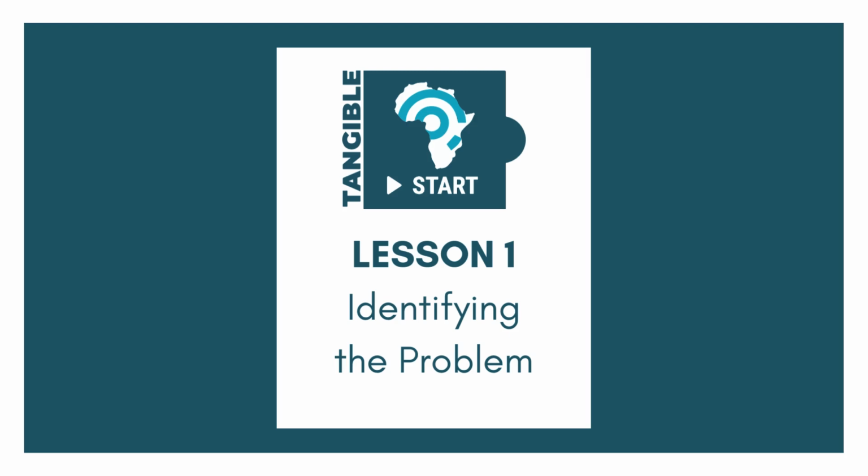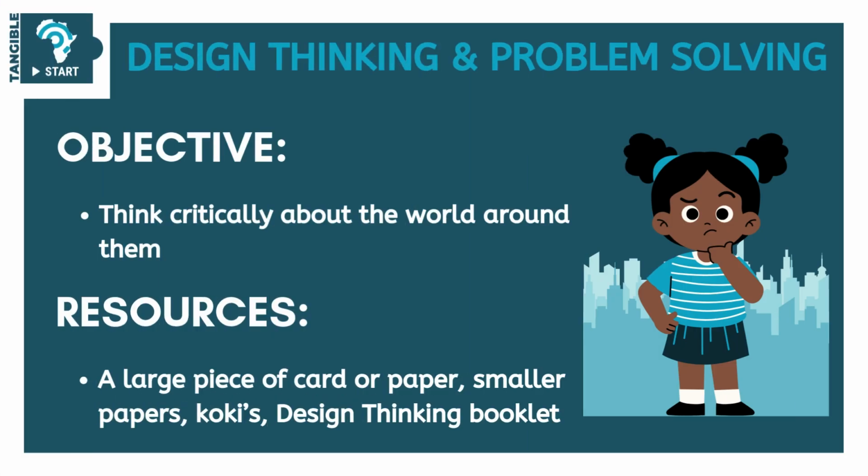Right, so we are looking at lesson 1 in the design thinking and problem solving set of lesson plans. In this lesson 1, they're identifying the problem, which is sort of the first step in the design thinking process. In this first lesson, the objective is to get learners to think critically about the world around them, to identify problems that they find, to maybe think of things they could do with improving, or basically things that they worry about.